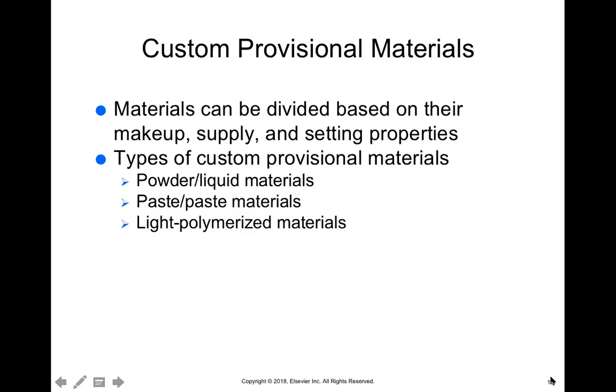Okay, so the materials can be divided based on their makeup and supply. Depending on what you're using, they may come in a powder or liquid, it may come in a paste, or it can be something similar to our composite, so a light polymerized material, something that you have to cure. Remember, polymerization is the process of curing a material. So again, if you're using powder and liquid materials, it's very similar to how we mix our cement. Put equal amounts, you mix them together until it has a uniform consistency. If you're using the paste, make sure one is a base, one is a catalyst, and you mix them together until you have a uniform consistency.